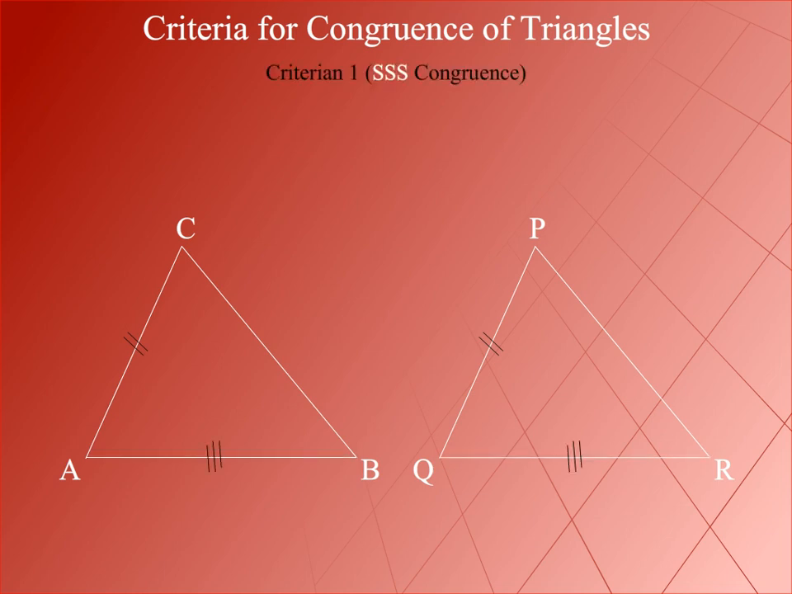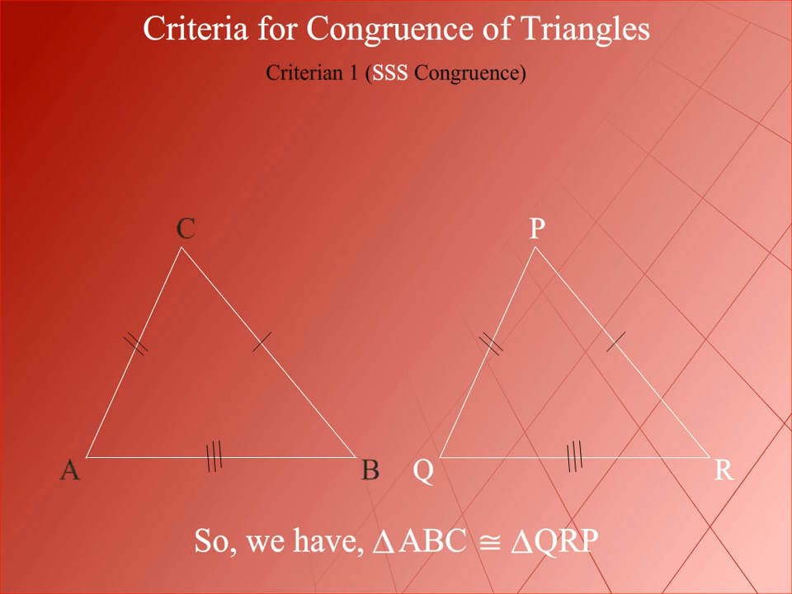Criterion 1. SSS congruence. All the 3 pairs of sides are equal. 2 triangles ABC and QRP are congruent if all 3 pairs of sides are equal. In triangles ABC and QPR, AB equals QR, BC equals PR and AC equals PQ. Examine whether the 2 triangles are congruent or not.